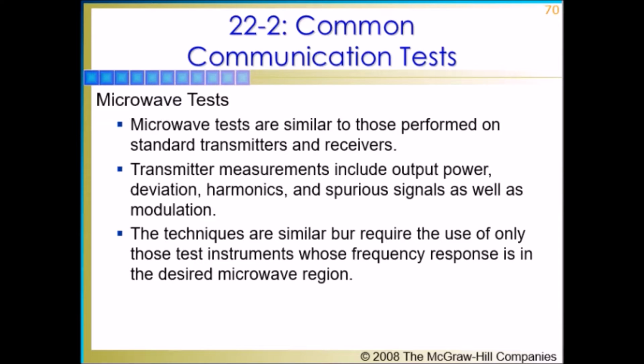The procedures are generally the same, but the equipment is different. For example, with power measurement, a directional coupler is normally used at a transmitter output to reduce a signal to its proper level for measurement with a power meter.